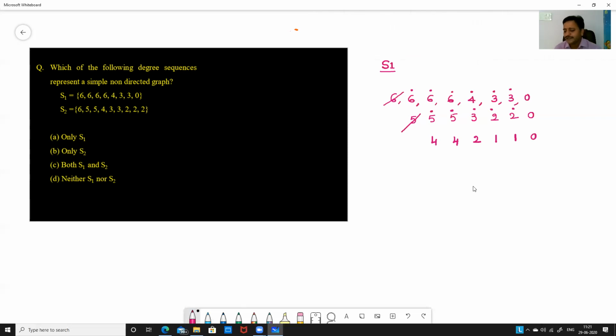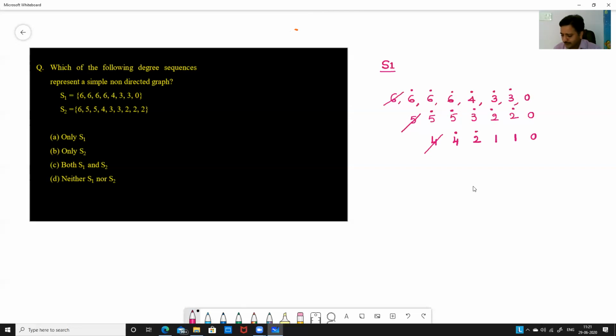Now verify whether they are in increasing order or decreasing order. Yes, they are already in the decreasing order. Okay. Now again repeat the same process. Cut the first vertex degree, and identify 4 vertices degrees now.